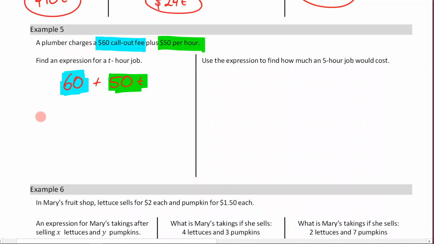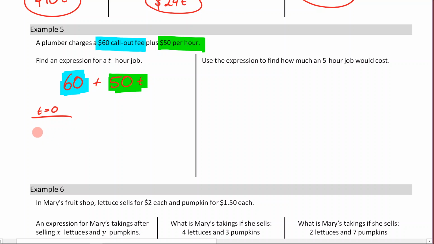Let's say you call the plumber, they turn up, but then they just go straight back home. Maybe they realize there isn't a problem at all. Well, in that case, that means T is equal to 0 hours because they spent 0 hours at your place. They literally came and they left straight away.